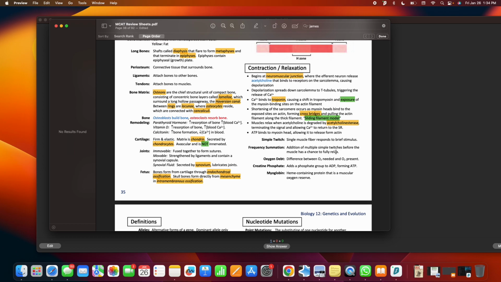So we want the muscles to fully relax, right? And before that, we have addition of multiple simple twitches, and that's frequency summation. The oxygen debt is the difference between oxygen needed and oxygen present. This is a term that I might not have stumbled upon yet. So you have an oxygen debt. It's the difference between the oxygen that you need and the oxygen that you have present in your body.